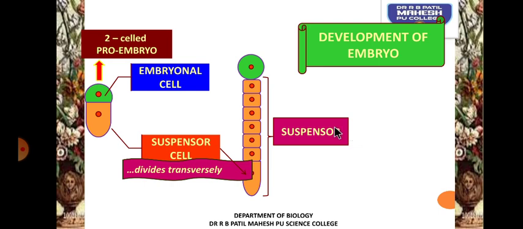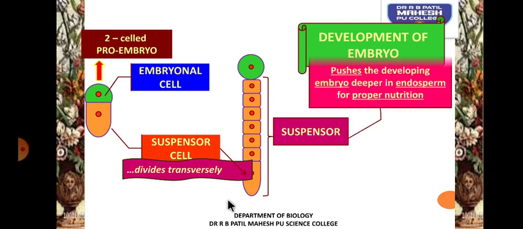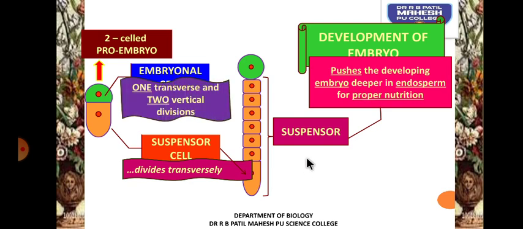Now these suspensor cells will push the developing embryo into the endosperm. The first cell of the suspensor towards the micropylar end, see here, becomes swollen and functions as a haustorium. This cell is larger compared to these cells, isn't it? So this cell will swell and will function as the haustorium. The suspensor pushes the developing embryo deeper into the endosperm for proper nutrition.